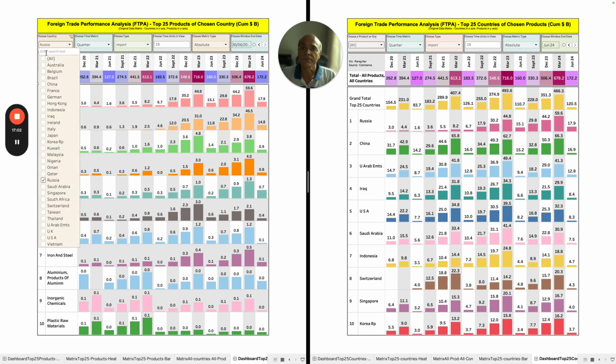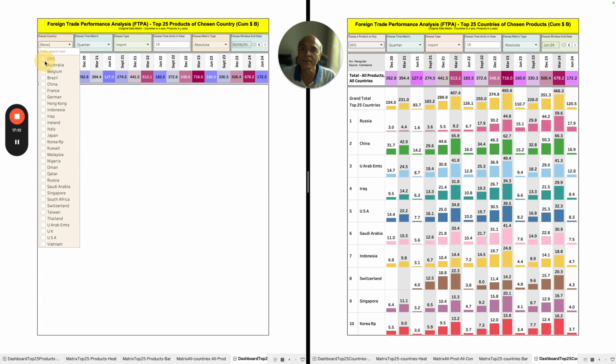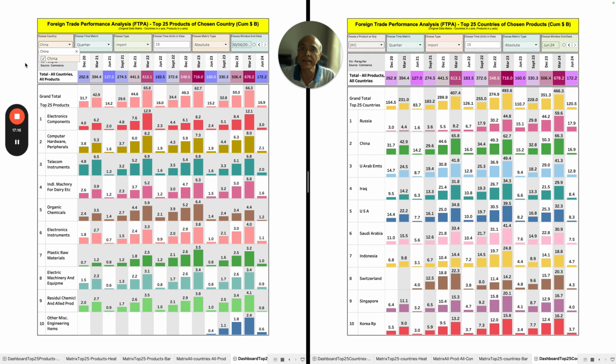So that is one, Russia. So let's do China. Okay, let me just first, let's do China. I think Russia is also being included here, so let me take out Russia and then I do China. When I do China, you'll find what kind of products we are importing from China. You will see clearly here. We are importing electronic components to the tune of $12.1 billion in FY24. Computer hardware, $8 billion. Telecom instrument, $6.8 billion, right? And then electronic instrument, $4 billion. Can you imagine the kind of electronics that we are importing from China?